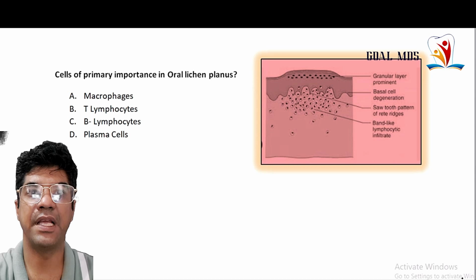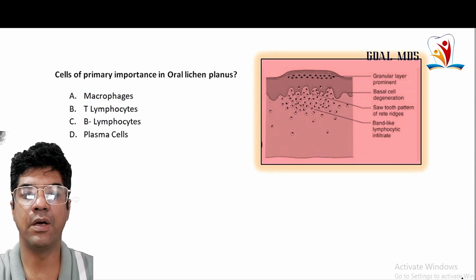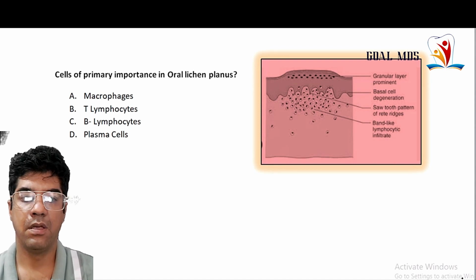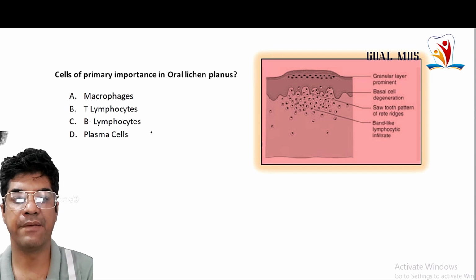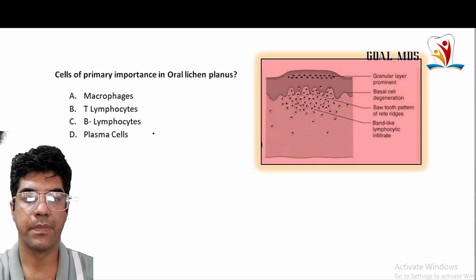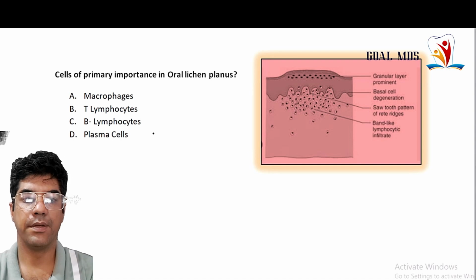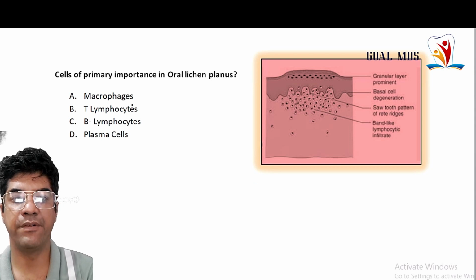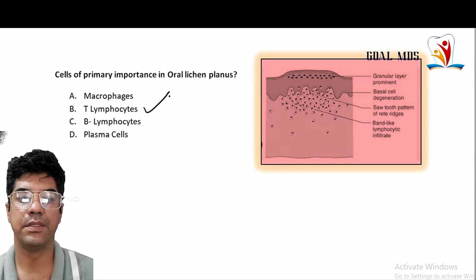Next question is the cell of primary importance in oral lichen planus. Oral lichen planus, we know it is an inflammatory disorder that affects the mucous membrane of the oral cavity. So the cells of primary importance in oral lichen planus are the T lymphocytes.